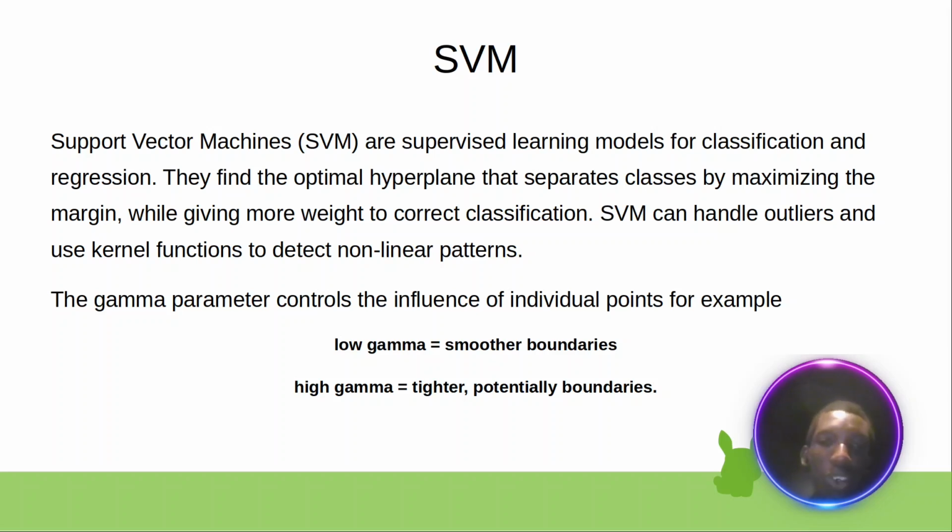If it's a low gamma, we know it's smooth boundaries. Then if it's a high gamma, we know they are tight, potentially overfitted boundaries. So that's for high gamma.